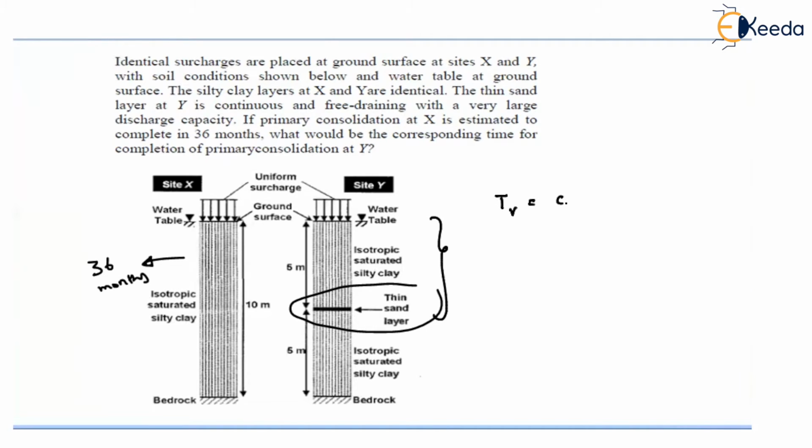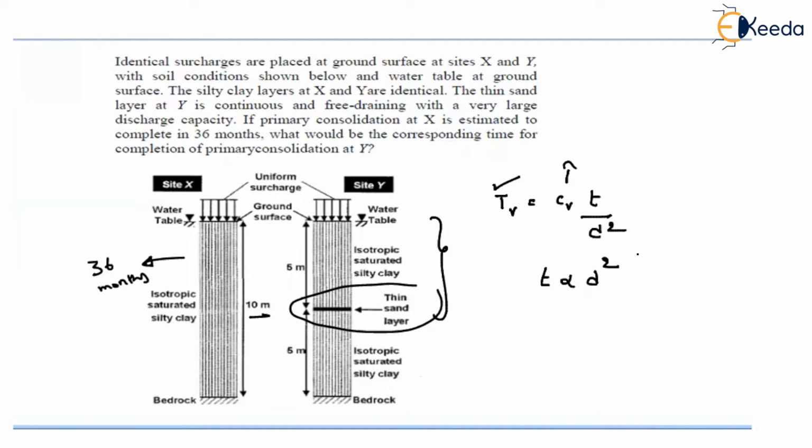Time factor Tv will be Cv into t divided by d square. For this ultimate settlement, as these two are identical, 10 meters and 10 meters, the final settlement will be the same. Final settlement being the same means your degree of consolidation is 100%. That means your time factor is constant. And what about Cv? As both are the same identical clay layer, your Cv is also constant. So our time is directly proportional to d square, right?